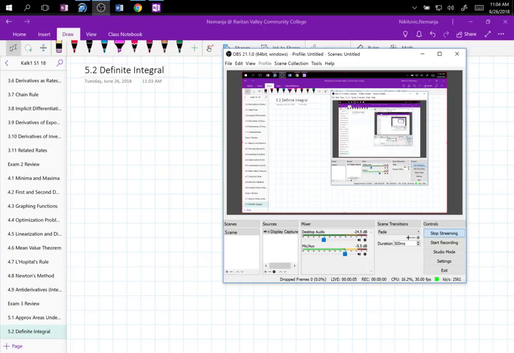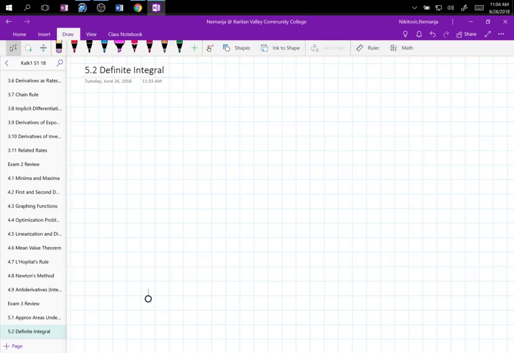Hello and welcome back to Calculus 1, section 5.2 on definite integrals. The integrals that we've done so far, the ones from 4.9, were called indefinite integrals because we did not get a number as the answer. We got another function. They were simply antiderivatives, there to undo the operator of differentiation.